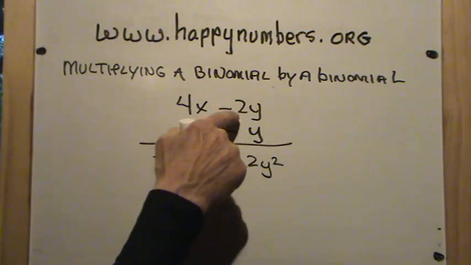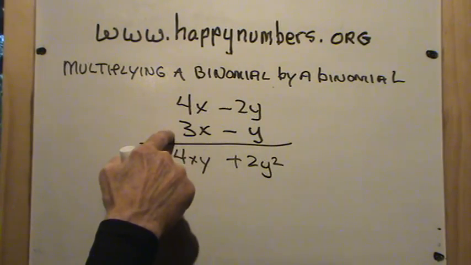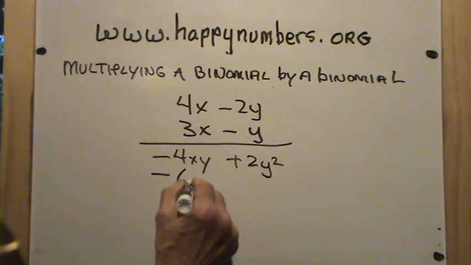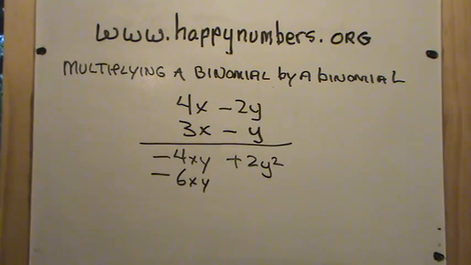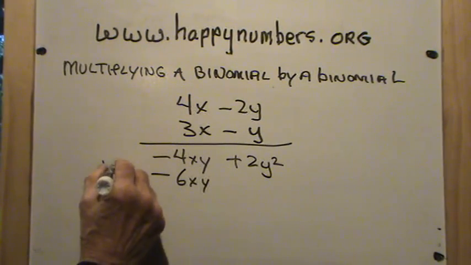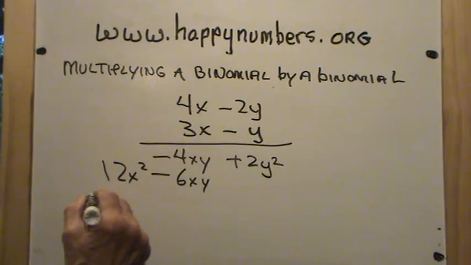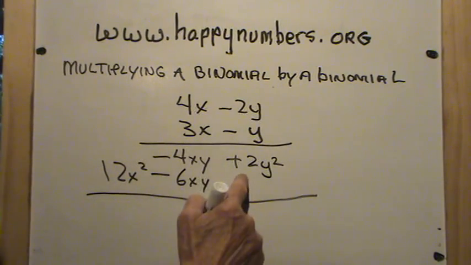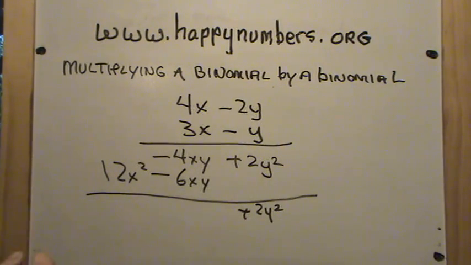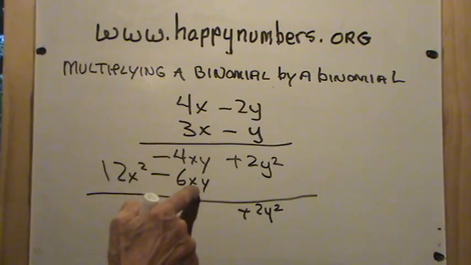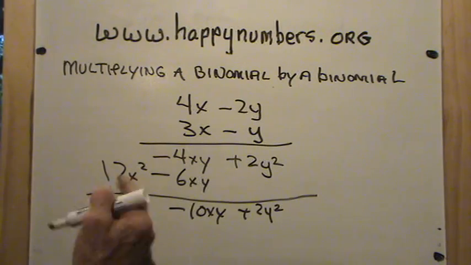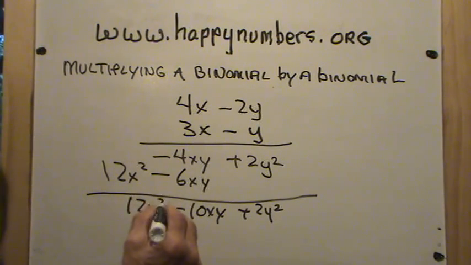Now we multiply both terms by this term. Positive 3x times negative 2y would give me a negative 6xy. Positive 3x times positive 4x gives us 12x squared. And now I combine our terms. Positive 2y squared and nothing is positive 2y squared. Negative 4xy, negative 6xy gives me negative 10xy. And 12x squared and nothing gives me 12x squared.